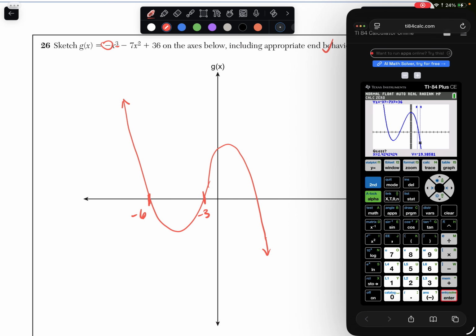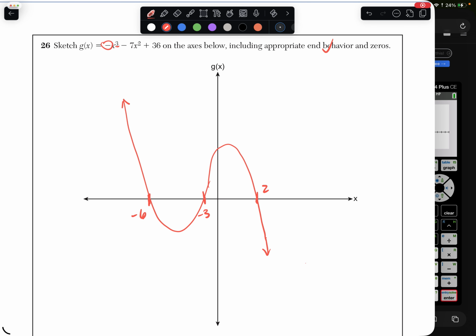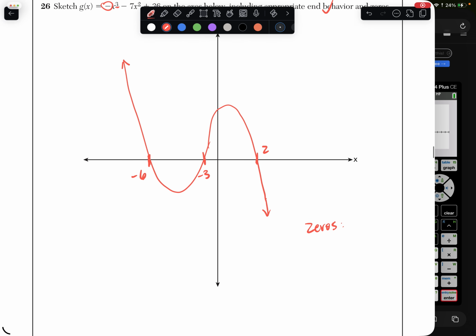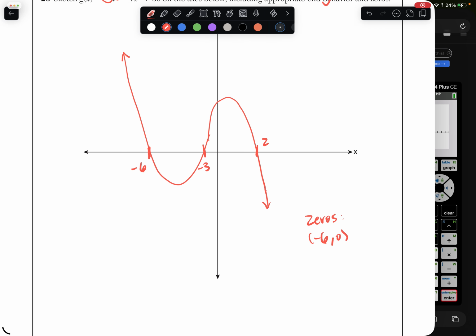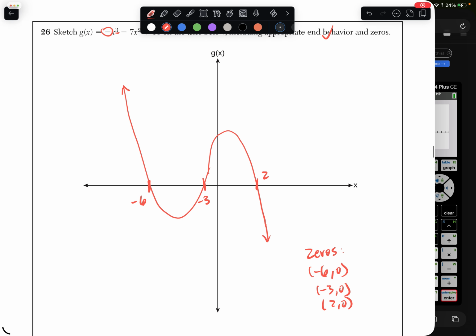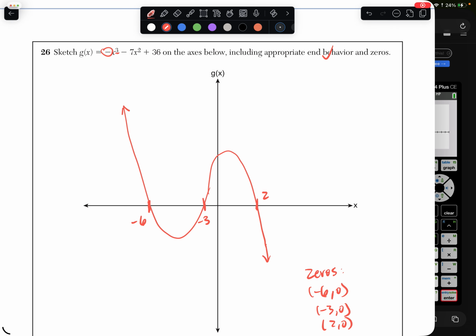This, and then this, and then this. And this is at +2. So my zeros are at -6, 0, -3, 0, and then 2, 0. All right. It should suffice if you just write -6, -3, and 2 on there, and then you have the end behaviors. You do not need to label the axis because the question didn't tell you to.